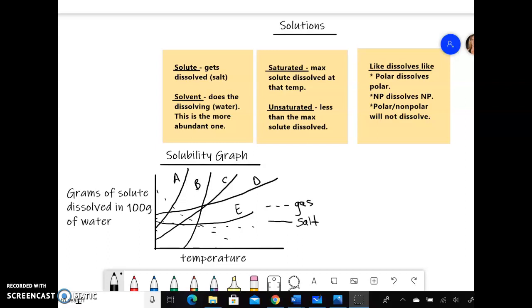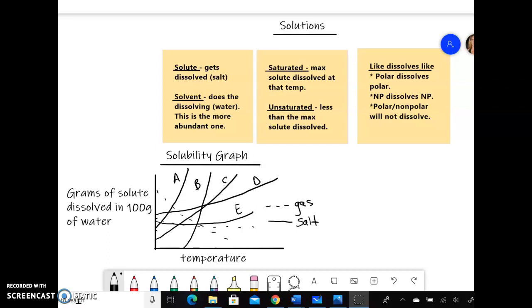There is something called supersaturated, but that's kind of a special case, and we'll talk about that later on in AP Chemistry. I'll show you a video of a guy who's able to make a supersaturated solution. It's pretty cool. Though you have to do specific conditions to make it happen. But for this class, we'll consider the maximum solute dissolved is called saturated.